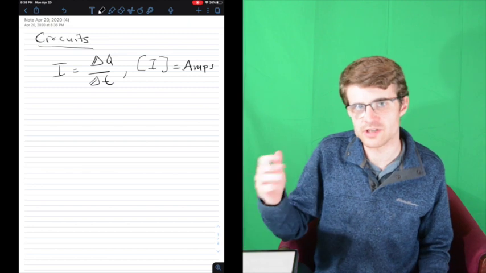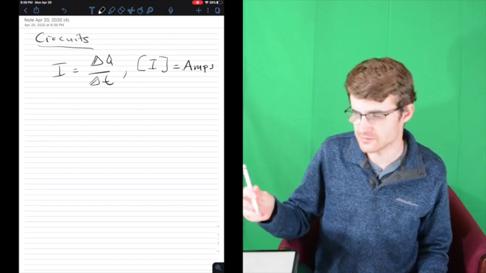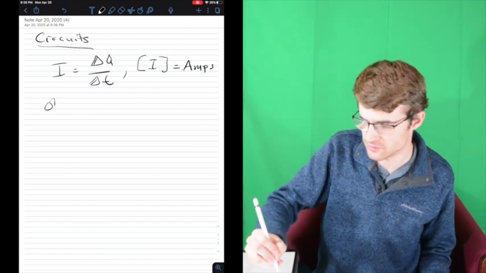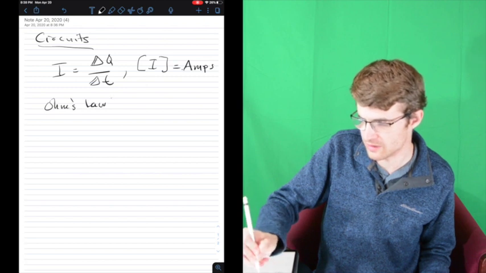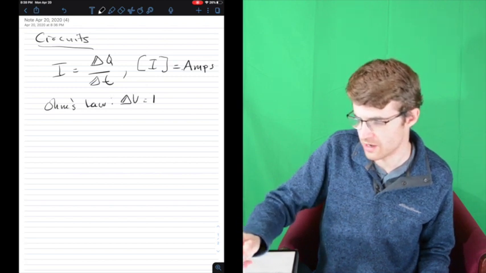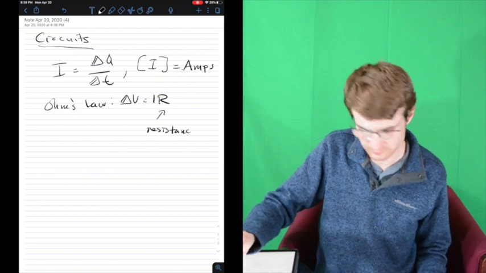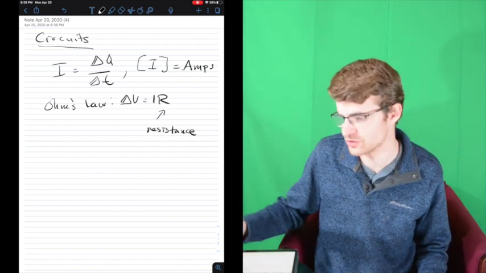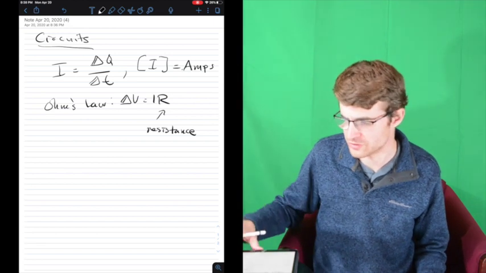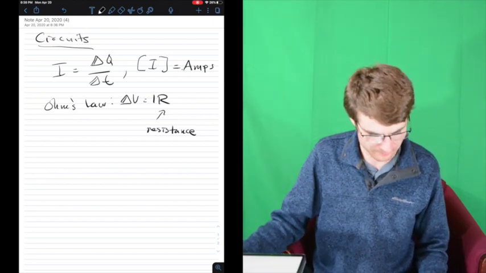Current's related to voltage and a concept called resistance via this thing called Ohm's law. So Ohm's law says that V is equal to IR, where R, again, this is the resistance, which measures how much a material impedes electrical flow.